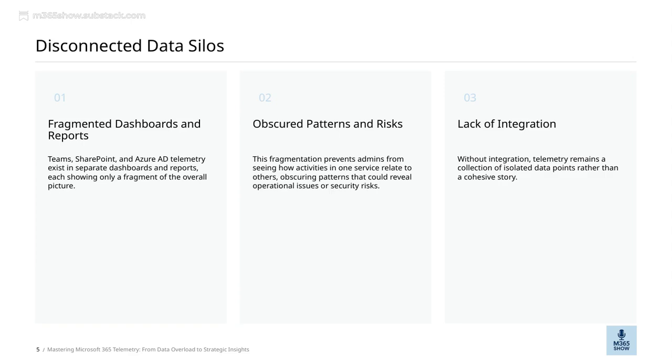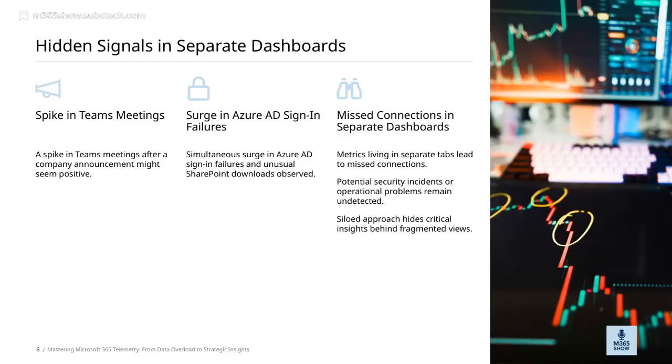For example, telemetry from Teams, SharePoint, and Azure AD often exist in separate dashboards and reports. Each one shows only a fragment of the overall picture, making it challenging to get a clear, comprehensive view of what's really happening across your environment. The key takeaway here is that without breaking down these silos, we limit our ability to gain strategic insights from the data we collect.